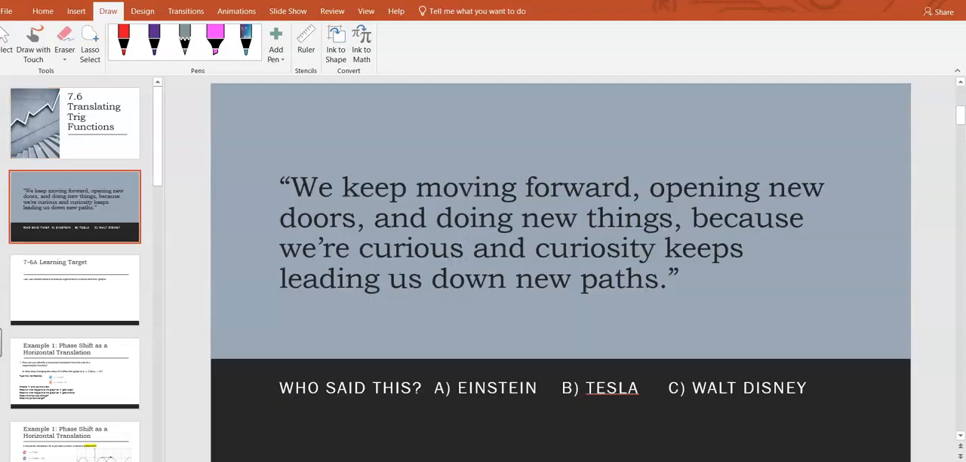I found this quote, and I thought you might think it's interesting. "We keep moving forward, opening new doors and doing new things because we're curious, and curiosity keeps leading us down new paths." Do you know who said that? If you said Walt Disney, you're correct.